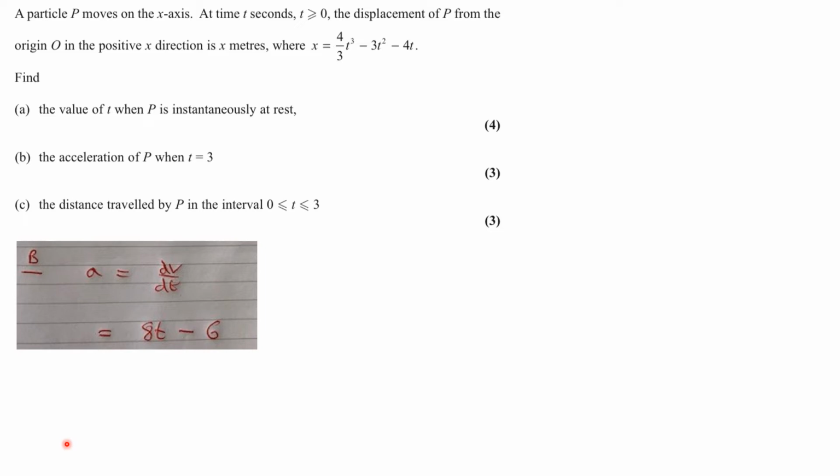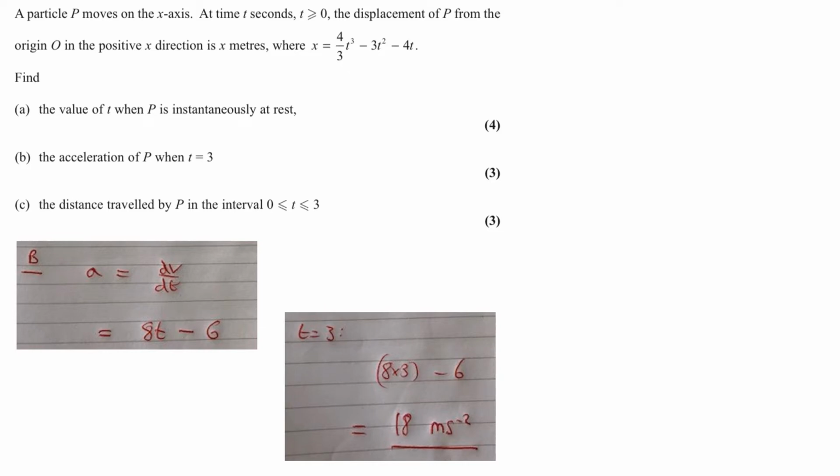8 times 3 is 24, minus 6, which is 18. Give it a unit, meters per second squared. So quite a high acceleration when t is 3. And that's part B.